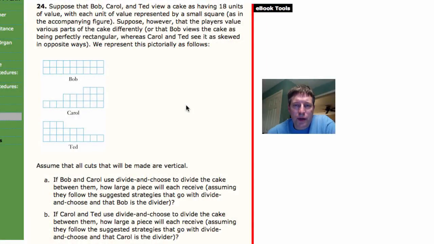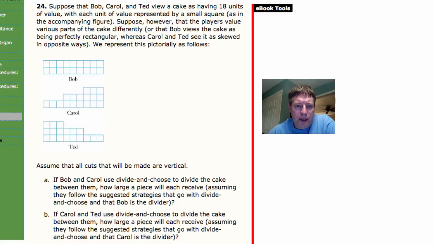I just wanted to go through a homework problem real quick because it's a little bit different and a little hard to understand the first time you go through it. This is problem number 24 in chapter 13. It's the divide and choose method, and you see a picture of it here. Suppose Bob, Carol, and Ted are viewing a cake, and the cake has 18 units of value.